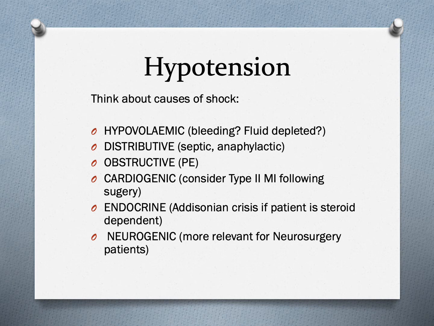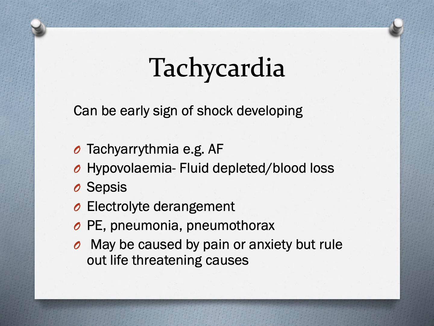In terms of endocrine causes, again, probably less common, but always consider surgical patients who are steroid dependent, that they may not be receiving adequate steroids to really mount a response to their recent surgery. So consider Addisonian crisis in patients that are steroid dependent. And lastly, neurogenic shock. This is obviously a big concern for neurosurgery patients, and it's a really worrying cause of hypotension, so you need to get help if you think that this is the primary cause.